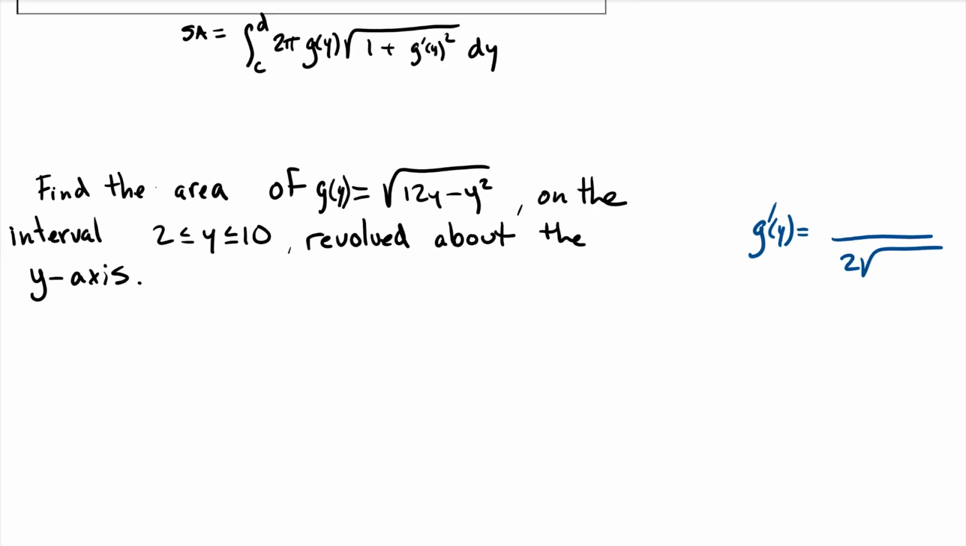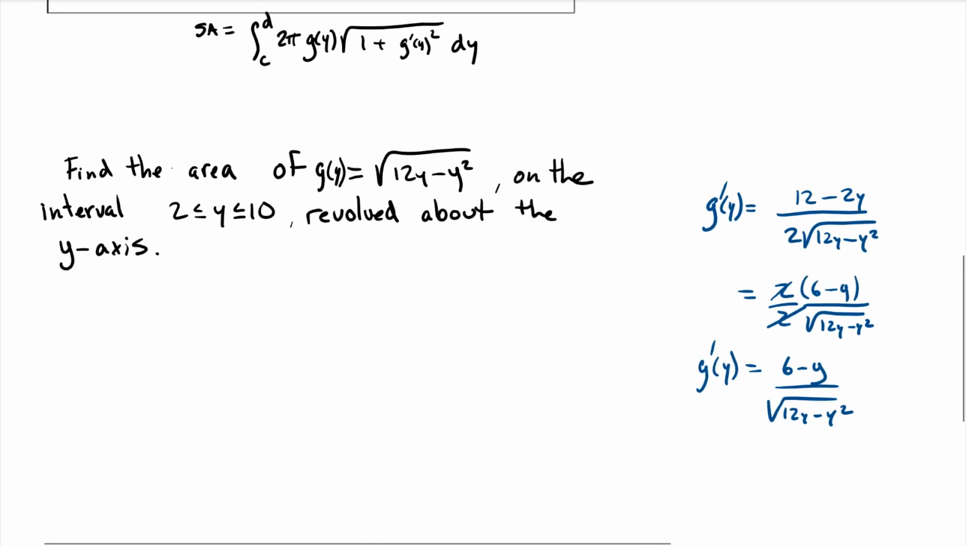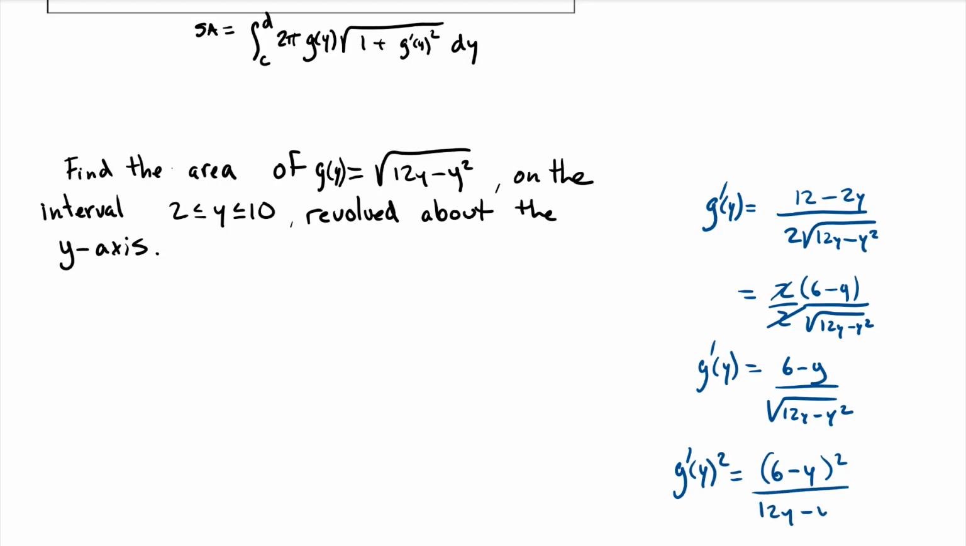so that's 2 roots of blah goes down here, and then we multiply by the derivative of blah up top. Let's clean that. There's a 2 in common. I can see it. Those go away, and then we have our g prime of y is 6 minus y over the square root of 12y minus y squared. But, hey, dude, we don't want just g prime of y. We want to square that bad boy up. So g prime of y all squared is going to be 6 minus y all squared over 12y minus y squared.